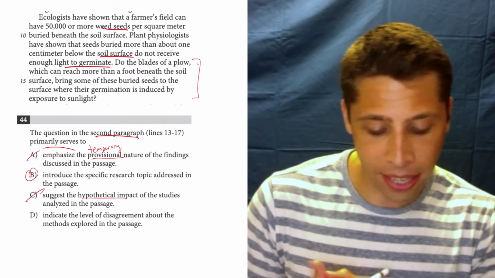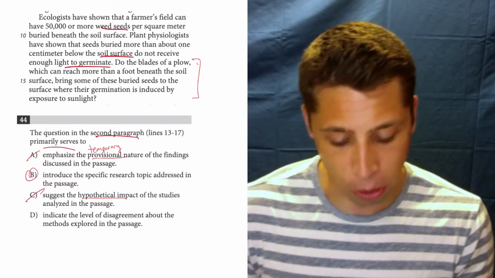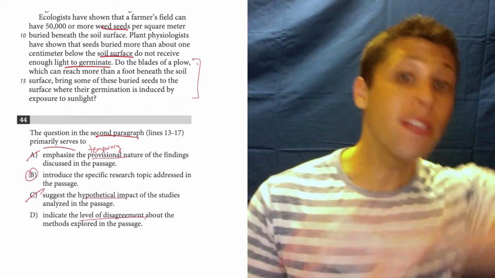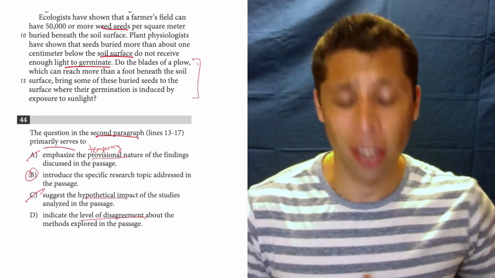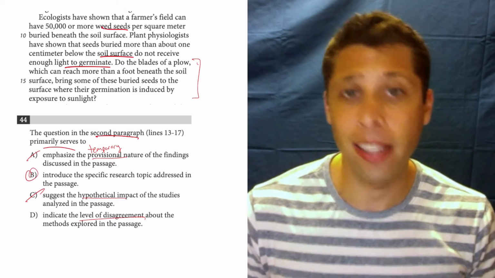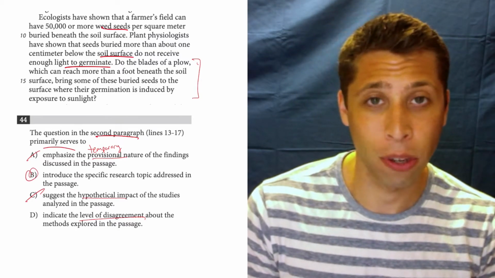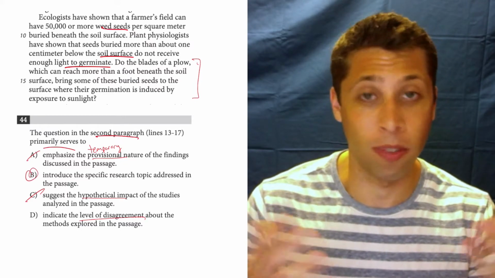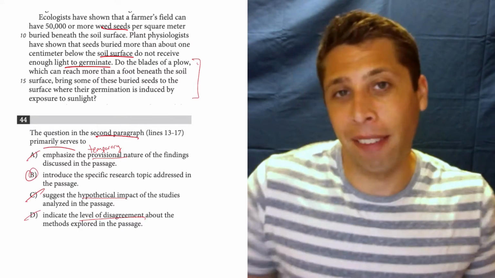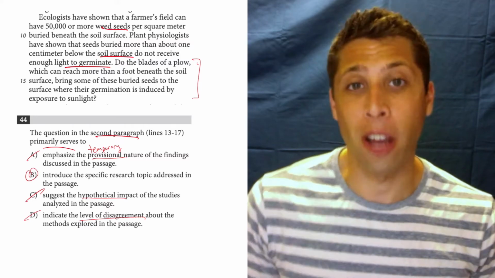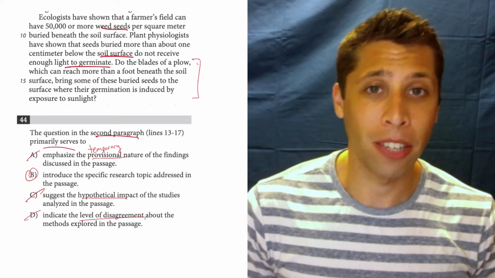And D, indicate the level of disagreement about the methods explored in the passage. Well, even if they disagree later in the passage, I don't get any sense of that in these lines, in this paragraph. So there's nothing that suggests any sort of disagreement. And so again, B is the answer, but now I know. And that's what process of elimination is about.